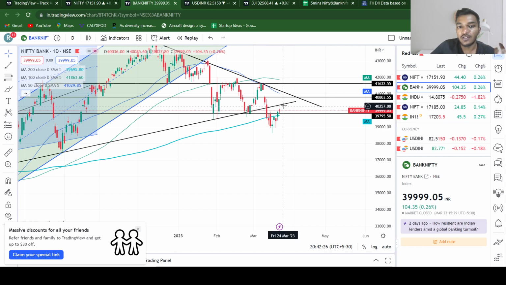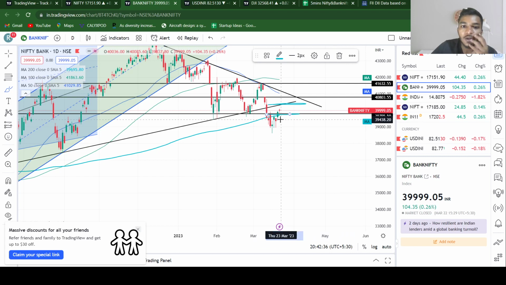So the next resistance for us would be 40,200, which is a kind of resistance zone, and we have a major support around 39,800. If the market holds 39,800, there is a possible condition of Bank Nifty touching 40,200. Then if you want to go for shorts, only go for shorts at 40,200.